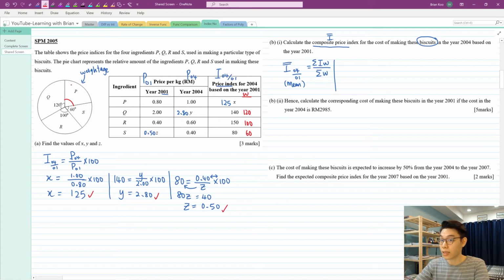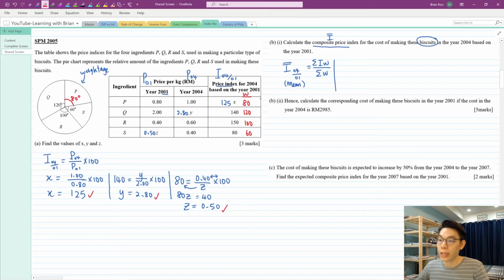Pie chart is a circle. So for a circle, your total angle is 360. I'll use my calculator. Just take 360 minus the rest. You will get 80 degrees. Whole circle is 360 degrees. So our weightage here will be 80.